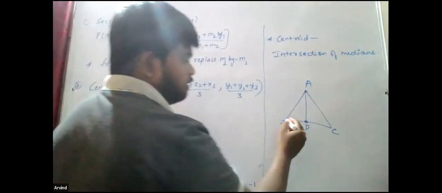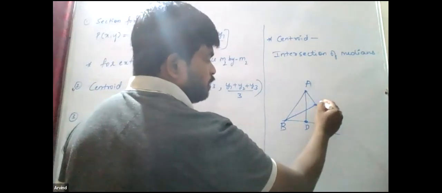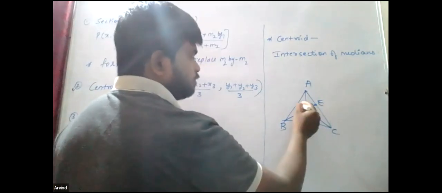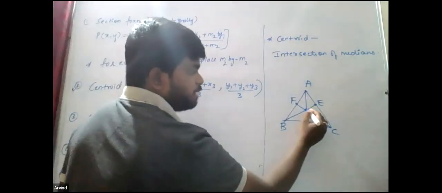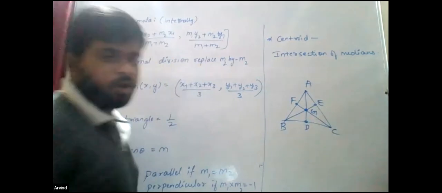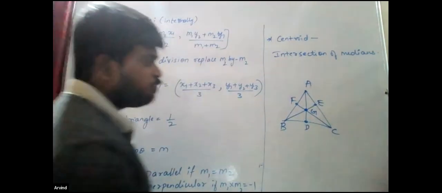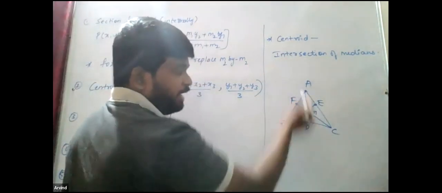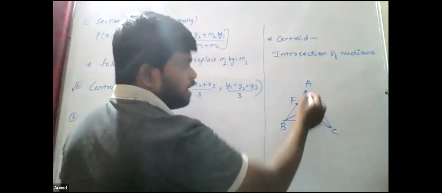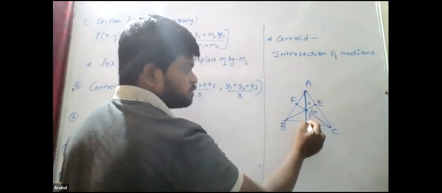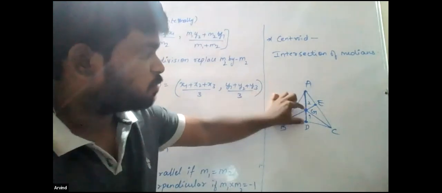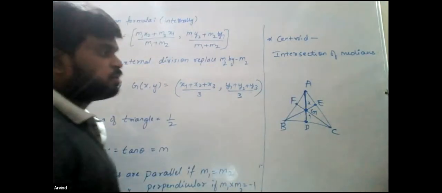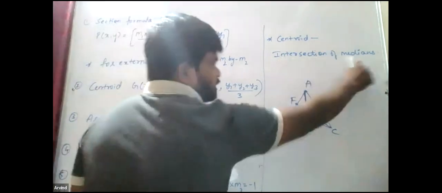So this is one median, another median, let's say E, then another median, let's say F. All these 3 medians meet at a point known as the centroid. And if you observe, this centroid divides the median in the ratio 2:1. The bigger part will be 2 times and the smaller part will be 1. You have to remember that also. So what is a centroid? It is the intersection of medians.